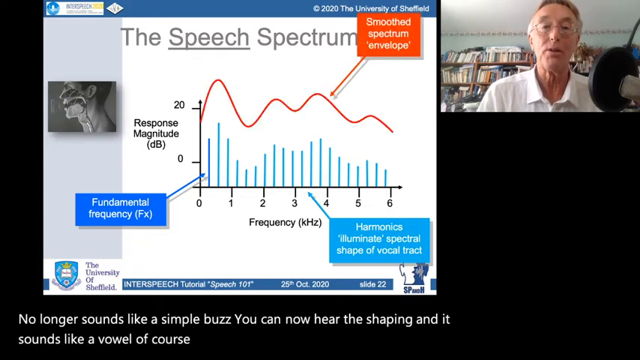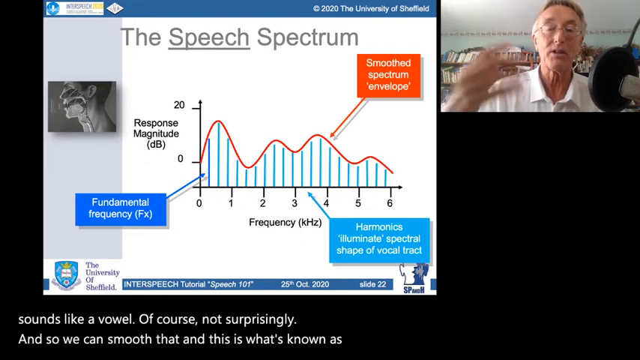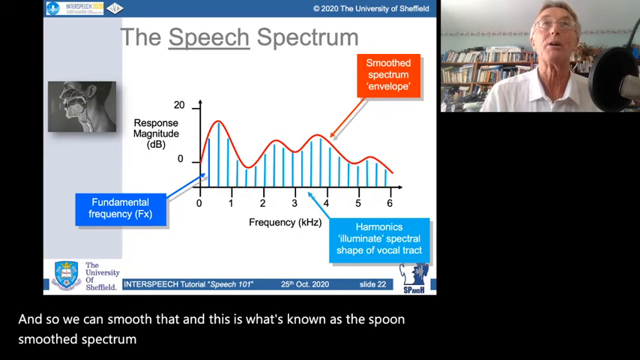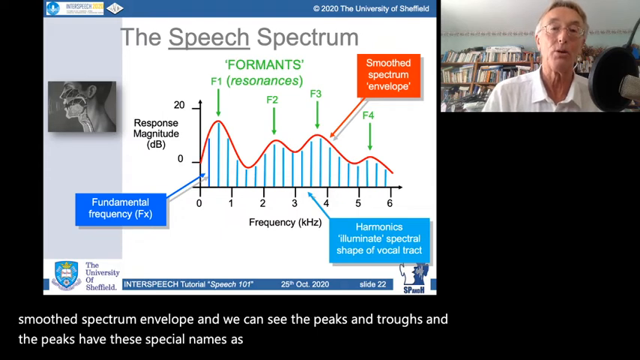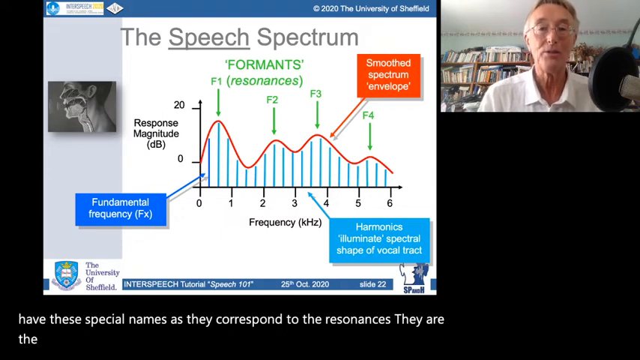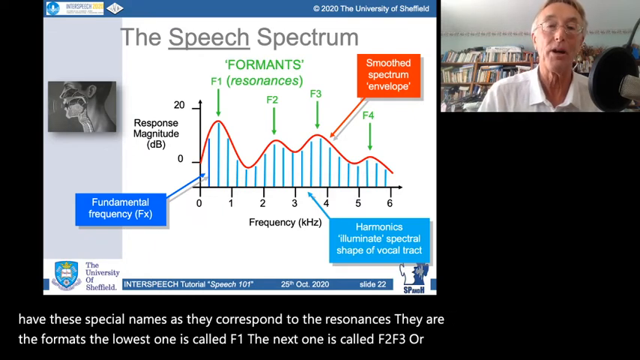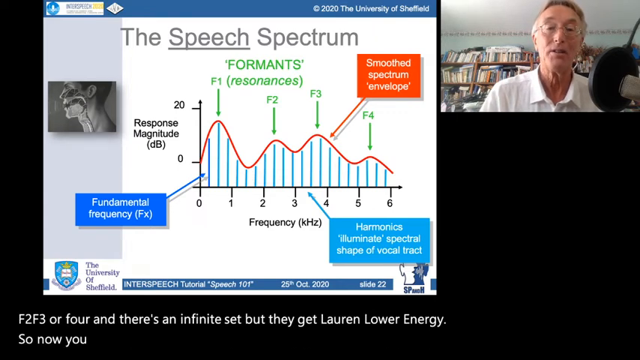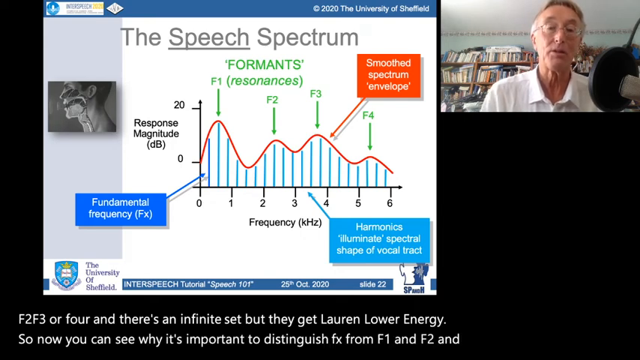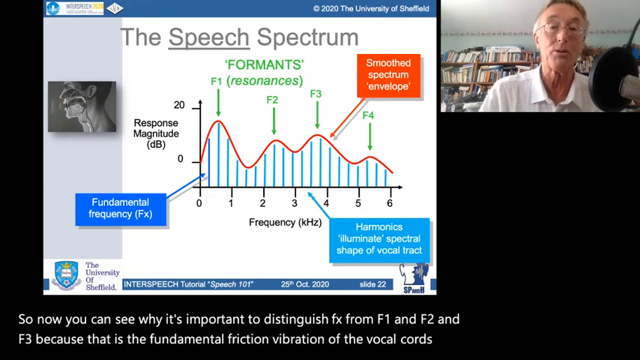And so we can smooth that, and this is what's known as the smoothed spectrum envelope. We can see the peaks and troughs, and the peaks have these special names because they correspond to the resonances. They are the formants. The lowest one is called F1, the next one is called F2, F3, F4, and there's an infinite set, but they get lower and lower energy. So now you can see why it's important to distinguish FX from F1 and F2 and F3, because that is the fundamental frequency of vibration of the vocal cords. It's not anything to do with the resonances. So strictly speaking, it shouldn't be called F0.